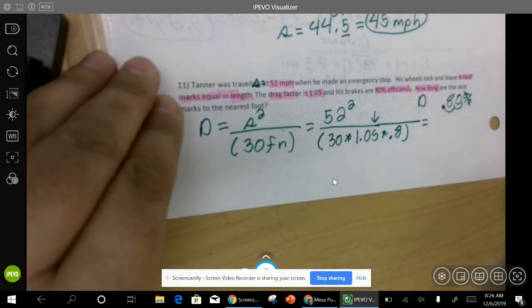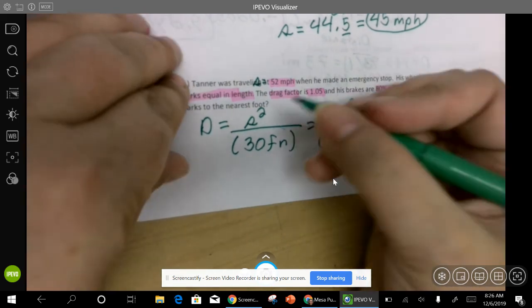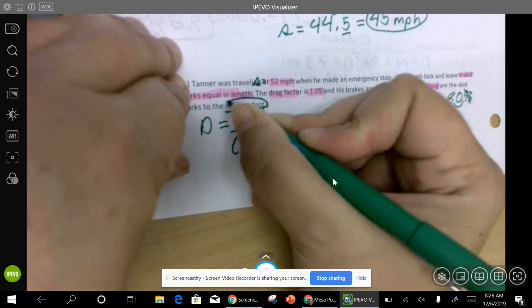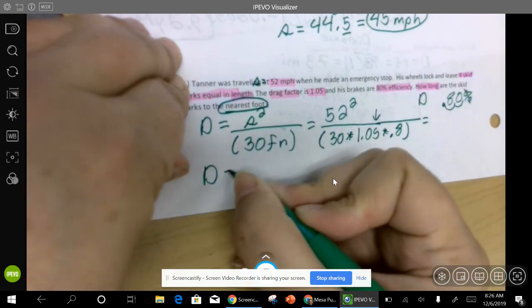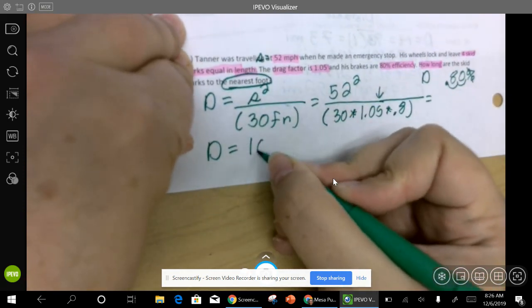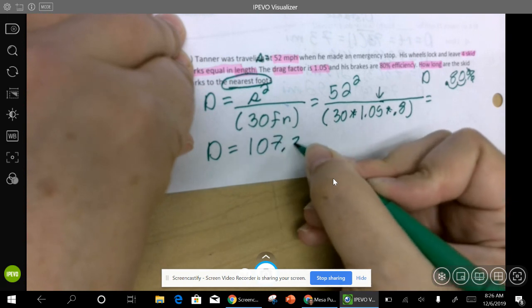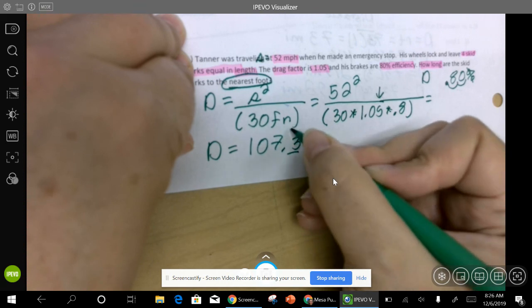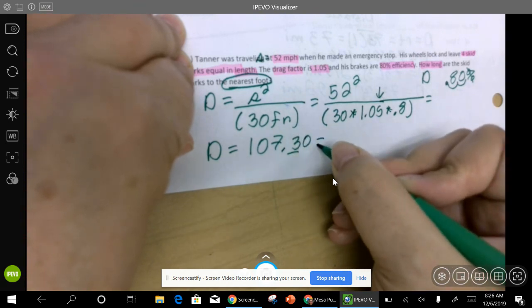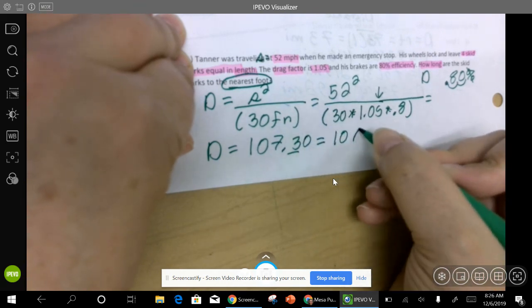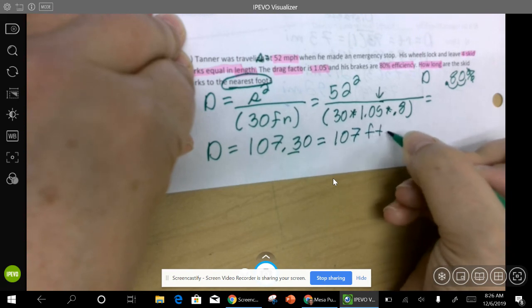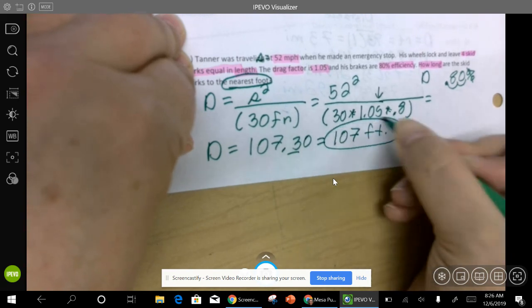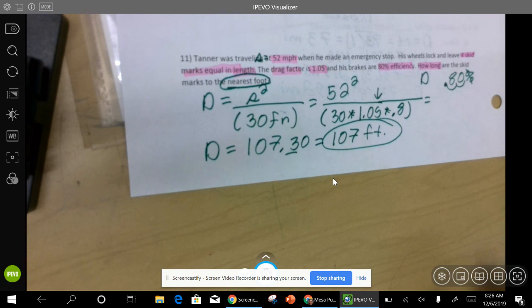It says how long are the skid marks to the nearest foot? Everybody, that means to the whole number. So I get distance is equal to 107.3. I'm going to go 5 and up round it up, so it's going to stay the same. So it's going to be 107 feet. That is the distance for the skid marks.